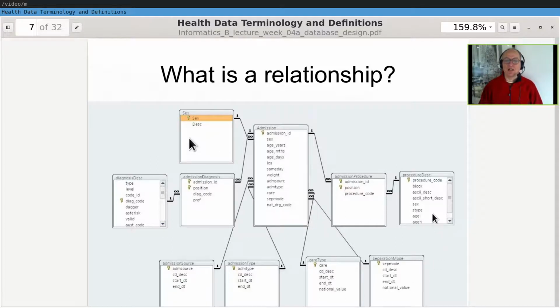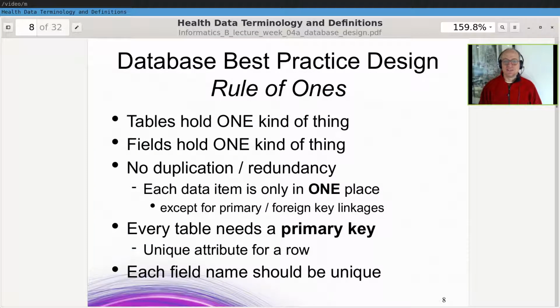This is what a larger scale database looks like. So what we're going to do is teach you the principles about how to build this. Given a description, how do you make a database like this? There's one rule. It's the rule of ones. I made that up just earlier this morning.